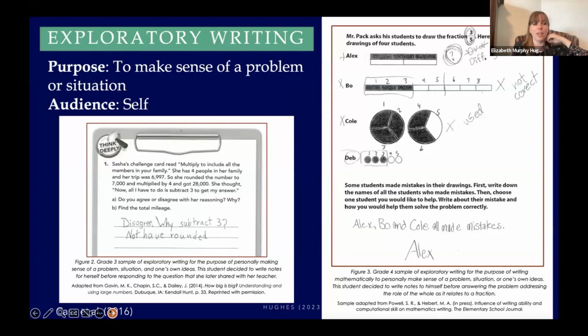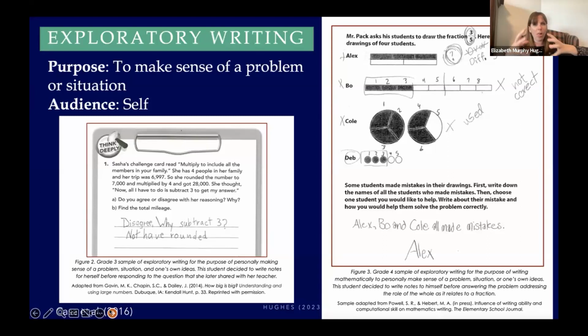But I have examples of all of these, and these come from the publication that Casa and all did on mathematical writing. So the first is exploratory. And in this one, you're really making sense of a problem or situation. And so when I think about the audience for this one, the audience is really the self. Okay. I'm exploring this idea. I'm trying to make sense of it, see if I, in this one example, agree with it.